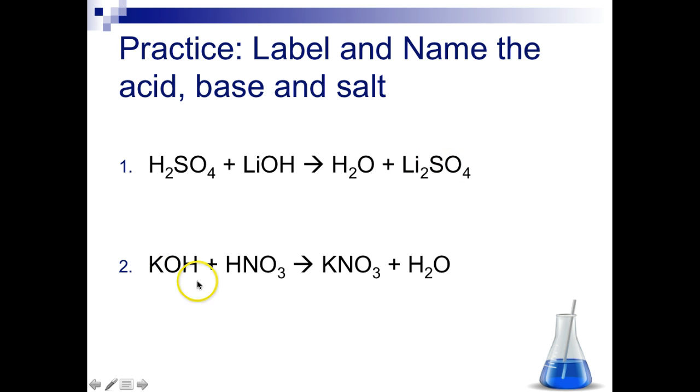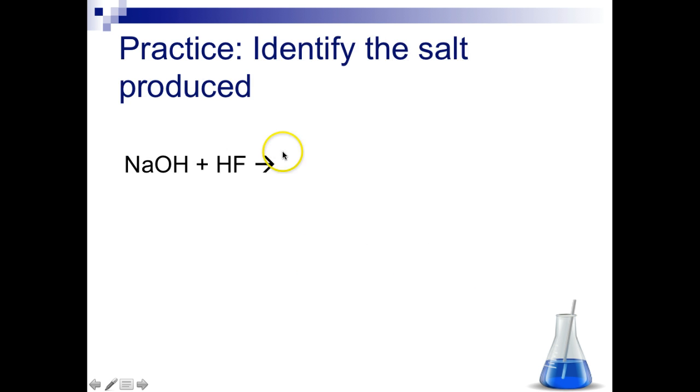So let's look at this one. KOH here is going to be our base because it has an OH in it. HNO3 is going to be our acid. It's a strong acid, actually. Our salt is going to be KNO3 plus water.